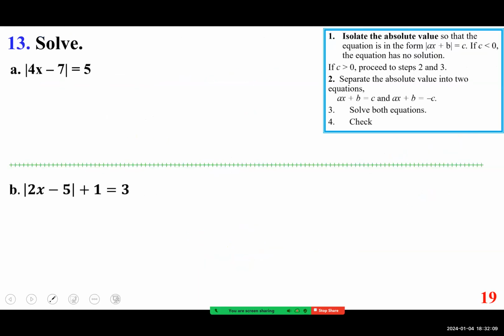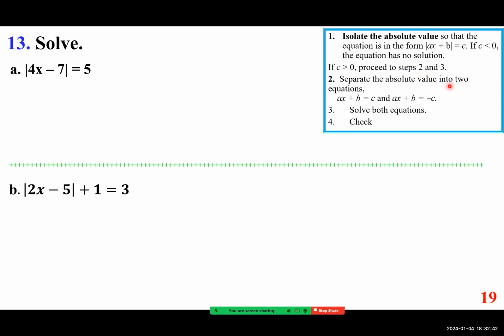Let's switch gears and look at absolute value equalities. How do we solve it? Number one, isolate the absolute value so that the equation is in the form of absolute value of ax plus b equals c. If c is negative, there's no solution. You're done. If, for example, this one. If c is positive, then we proceed.